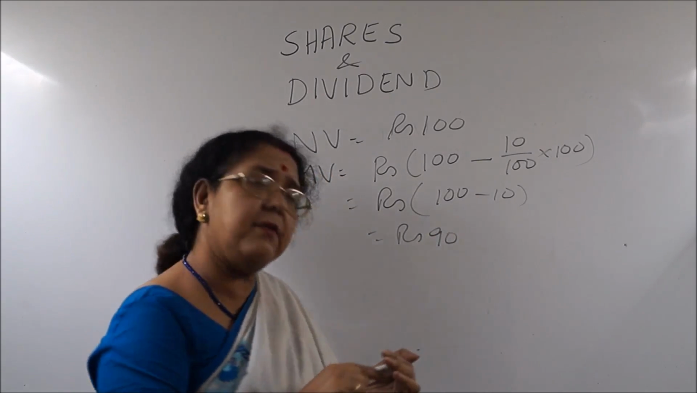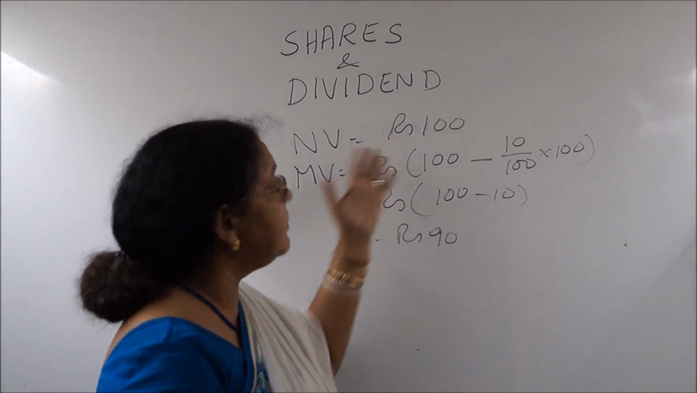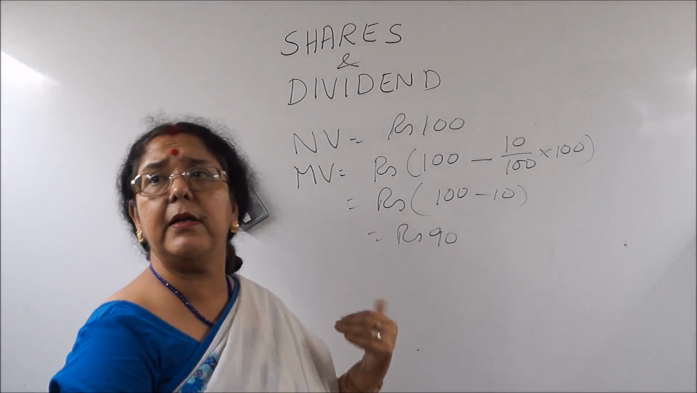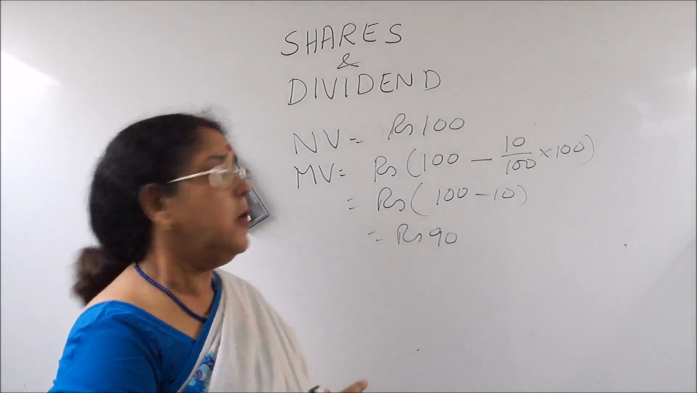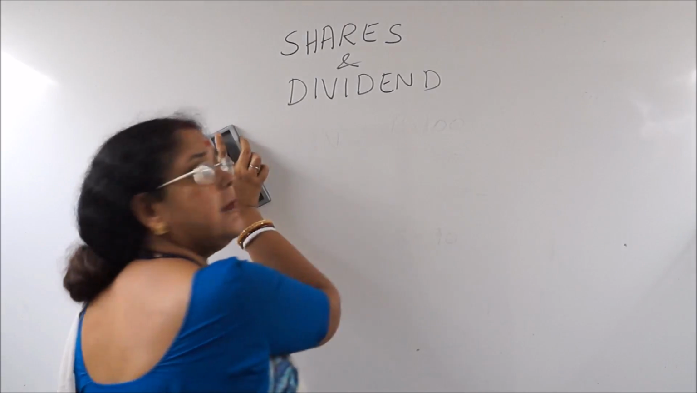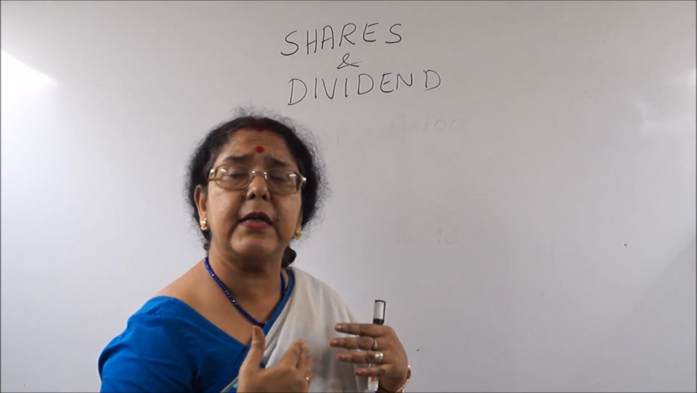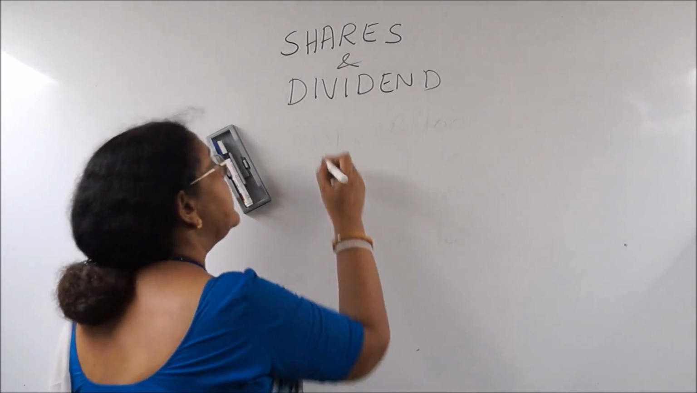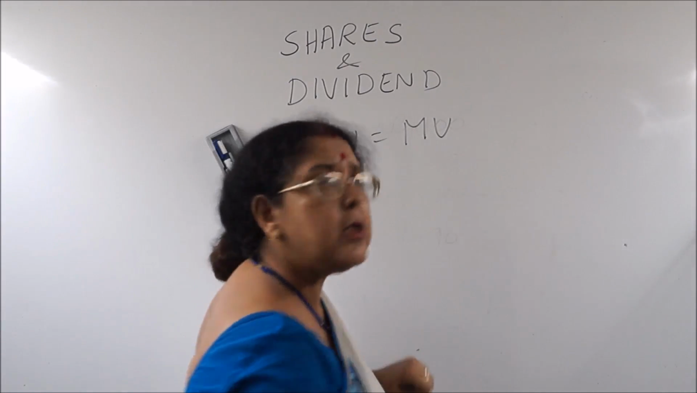So whenever it is sold at a discount, we get the market value by subtracting the discount from the nominal value. Whenever the shares are sold at a premium, we get the market value by adding the amount of premium to the nominal value. Now, sometimes the shares are sold at the nominal value itself. Neither the price is increased nor the price is reduced. The shares are sold at the price quoted by the company, that is at the nominal value. So in such case, nominal value is equal to market value. Then we say shares are sold at par.